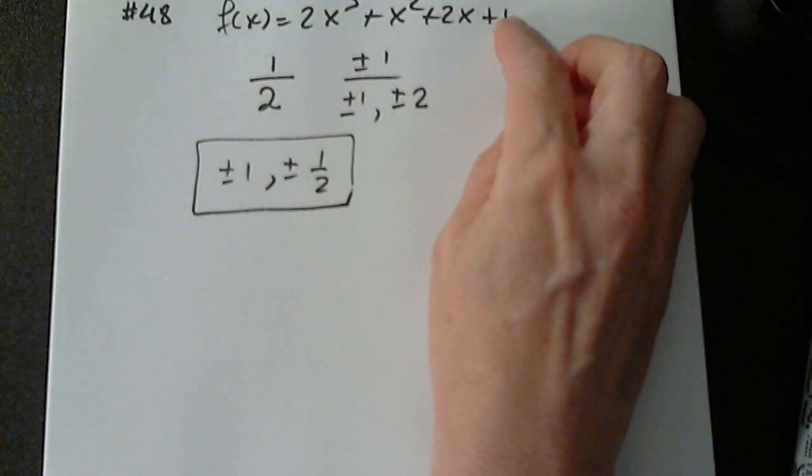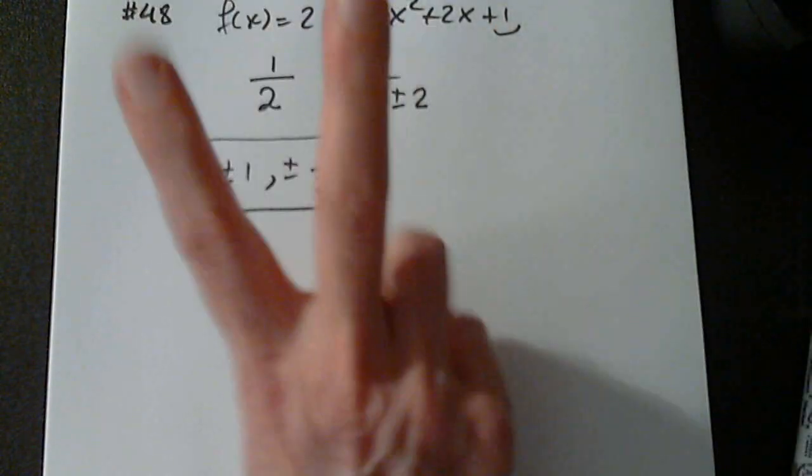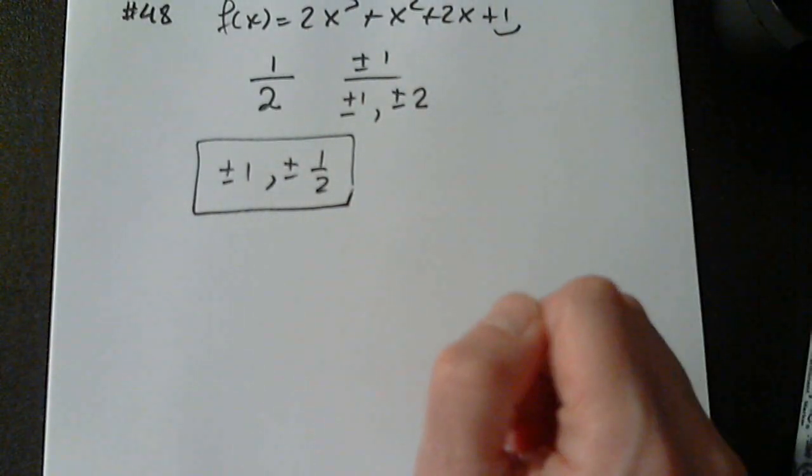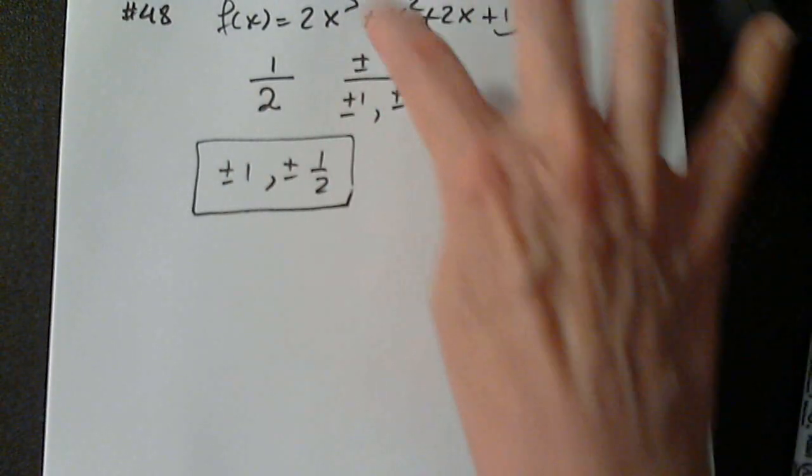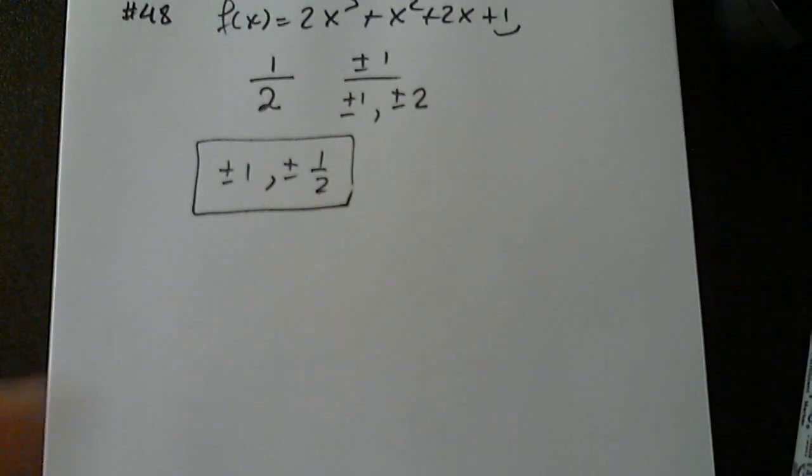So factors of 1, plus or minus 1. Factors of 2, plus or minus 1, plus or minus 2. In summary, this over this is this over this is this. So I punch in the new polynomial in y equals, I clear, now I have 2x cubed, and then plus x squared plus 2x, and then plus 1, and I go to second table.